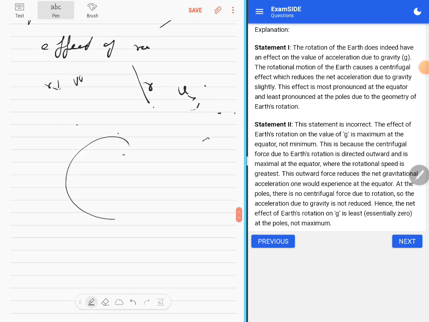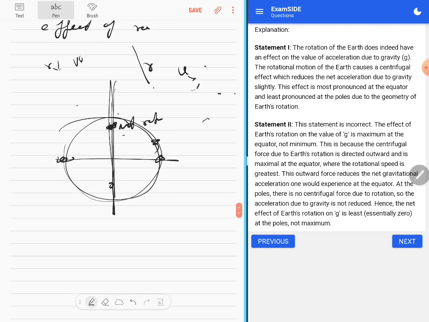Suppose Earth is spinning like this. The pole means they're talking about just what is here and here. The pole is not even rotating. The Earth is rotating, but the pole is not rotating. The question considers exactly the pole, not a latitude. So since what is at the pole remains at the pole while rotating, there is no centripetal force or centrifugal force at the poles.